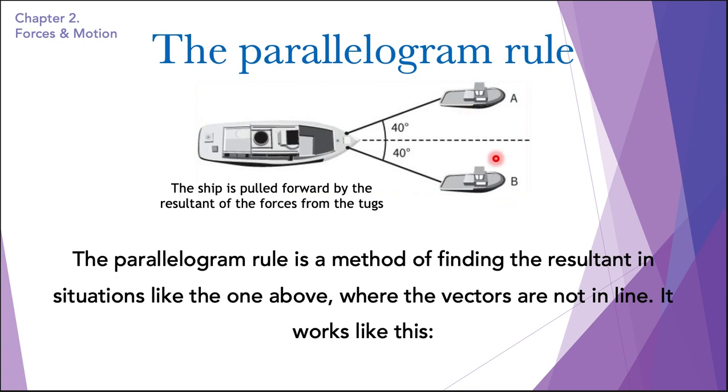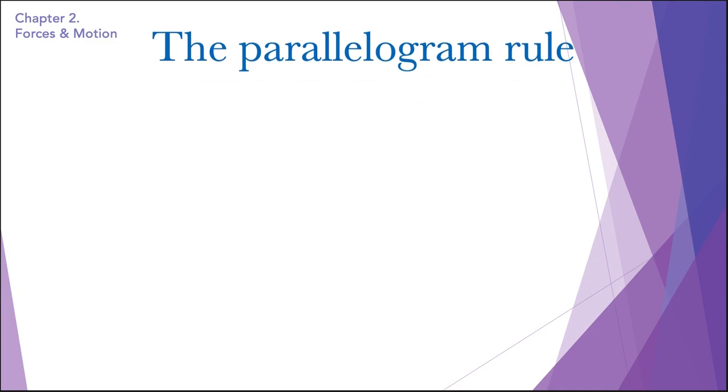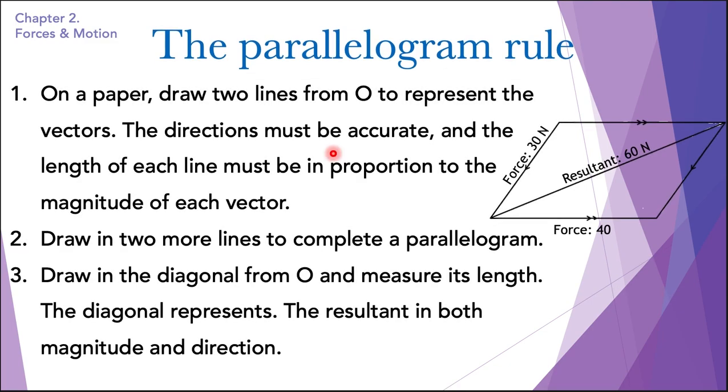These two tugs can be replaced by a single force in this direction as well, but it would need more force to do so. Right now there are two boats taking it. It would need one big ship to move this big ship as well. Anyways, the parallelogram rule is a method of finding the resultant in situations like this, where the vectors are not in line. It works like this. This is the method of the parallelogram rule.